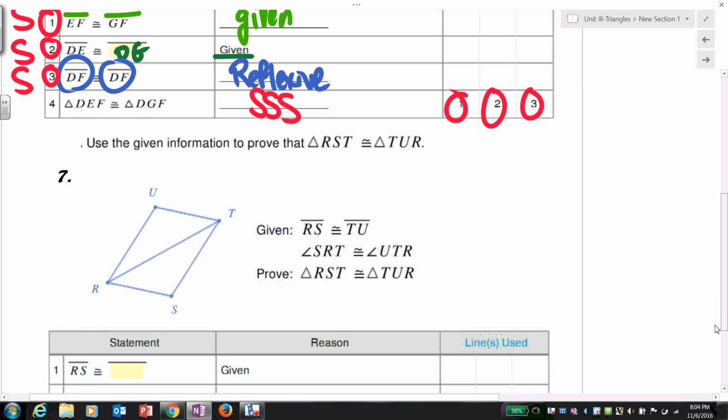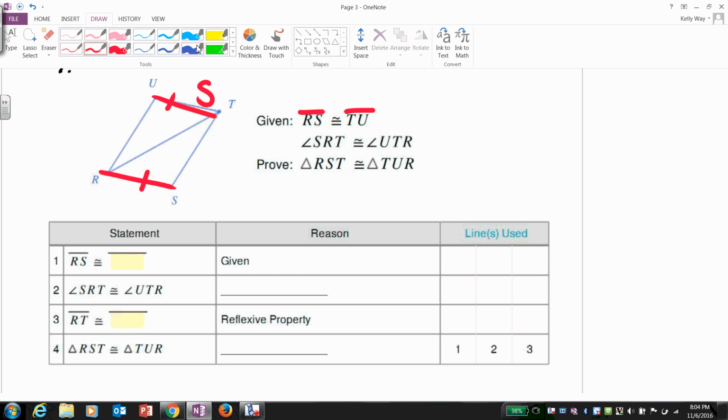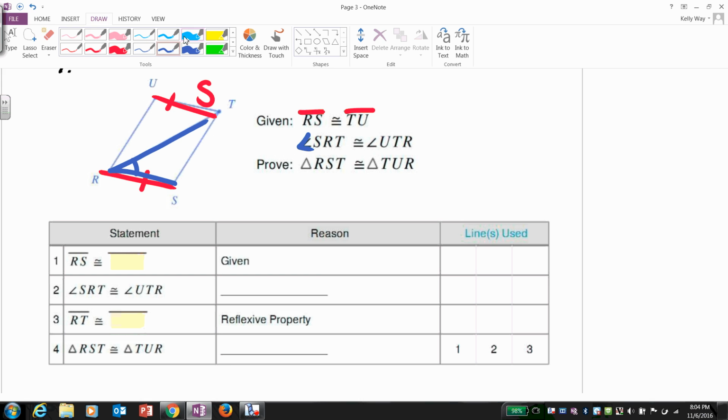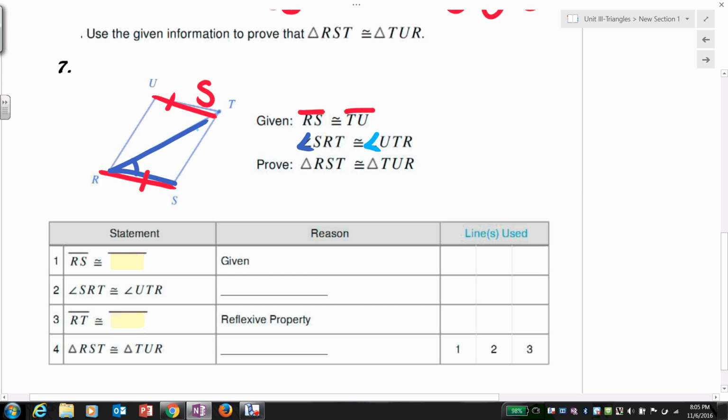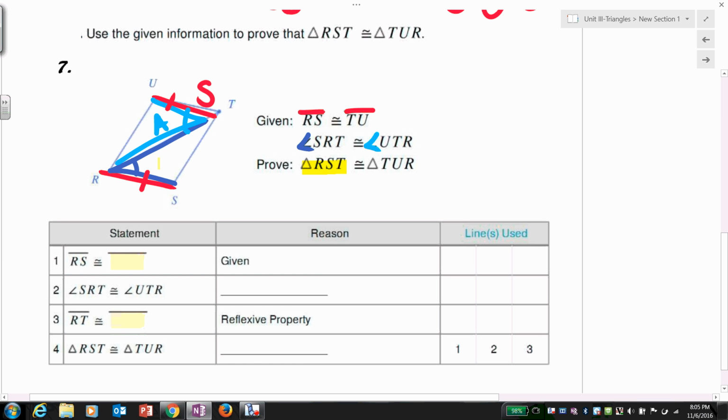Let's try another one. We are given here that RS and TU are congruent. Pair of sides. Angle SRT is congruent to angle UTR. Pair of angles. And we're trying to prove these two triangles are congruent.